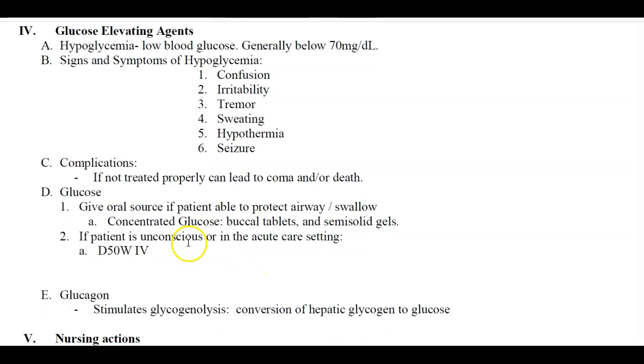Glucagon can also be given. So what is glucagon? So glucagon actually stimulates glycogenolysis. So glycogenolysis is the conversion of glycogen from the liver and it becomes glucose. So conversion of glycogen to glucose.